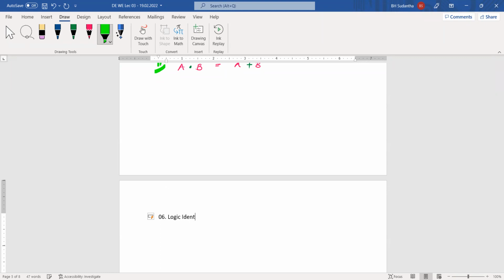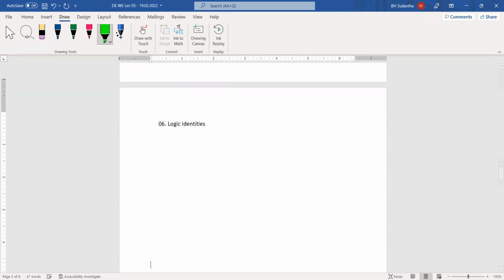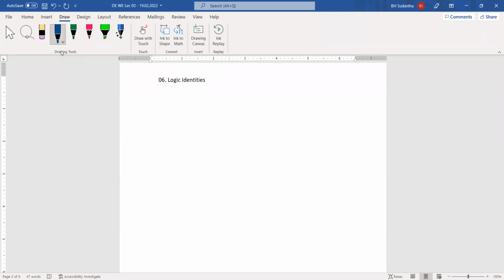Logic identities. What about if you take A double bar? What is A double bar? Can anyone answer this question? What is A double bar? A. Yes. Yeah, good. It's A.